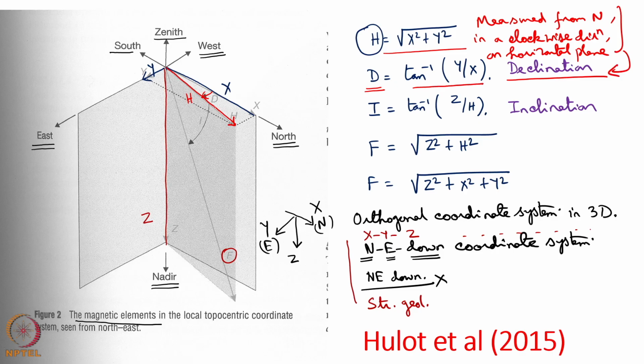Now, we can define an inclination of F given by this angle, and obviously it will be equal to tan inverse of z divided by H. So, we can say F, the resultant, is equal to the square root of z squared plus H squared, and we already know what H is. So, if I replace, F is equal to this expression.